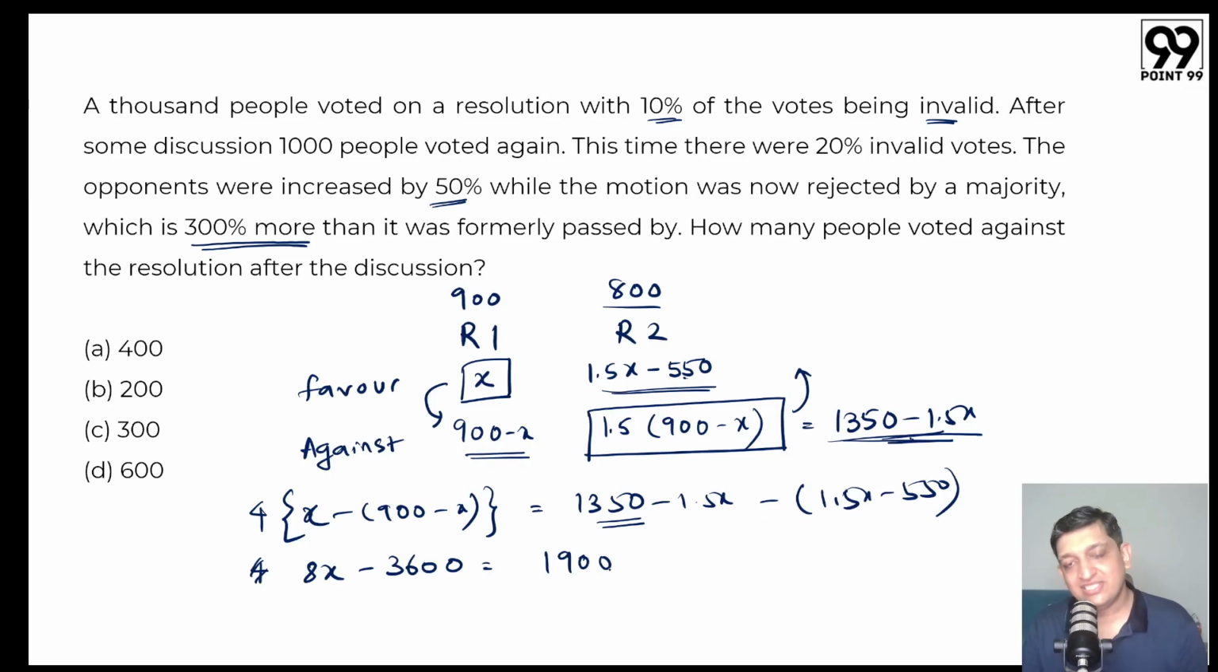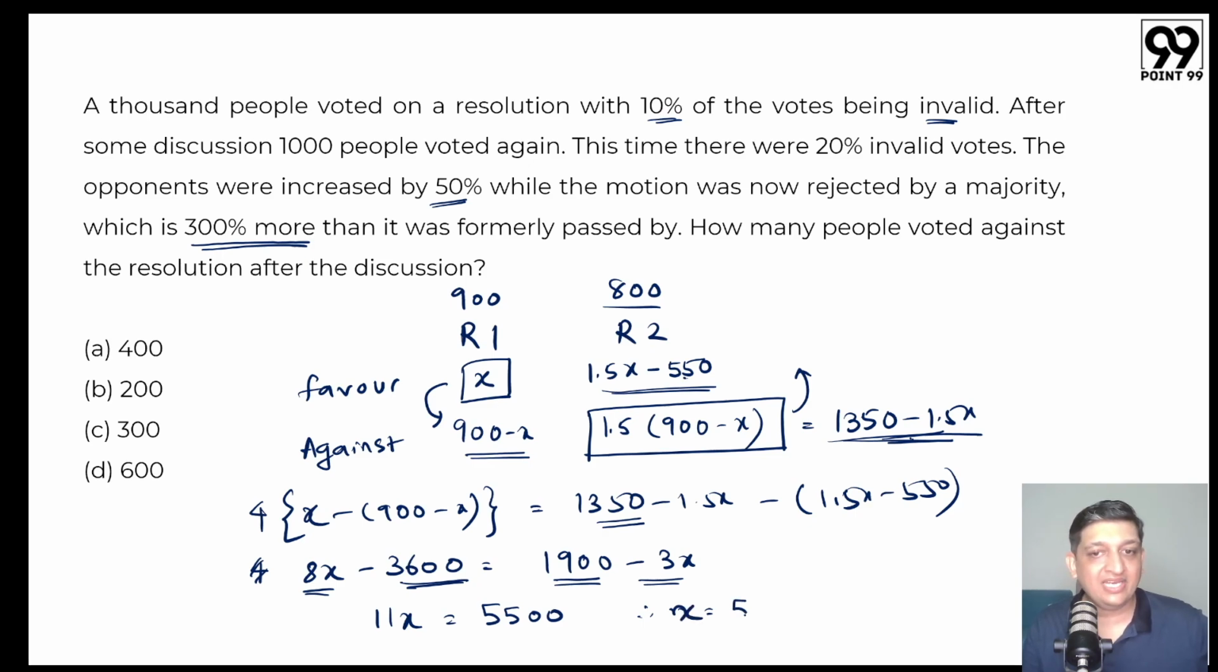Minus 1.5x minus 1.5x will give us minus 3x. If I shuffle the terms, 8x and 3x will come together to give us 11x here, and 3600 will go to the right hand side, get added to 1900 to give us 5500. Therefore, the value of x becomes 5500 by 11, that is 500 itself. The question is, how many people voted against the resolution after the discussion? So the answer is going to be 1.5 into 900 minus x. 900 minus x is 400. 1.5 into 400 is 600. So the correct answer here should be option D, that is 600.